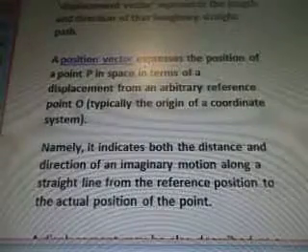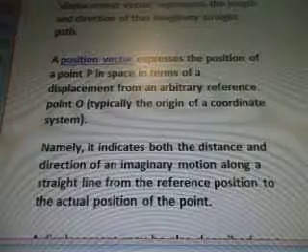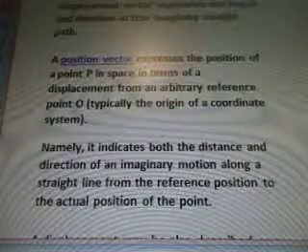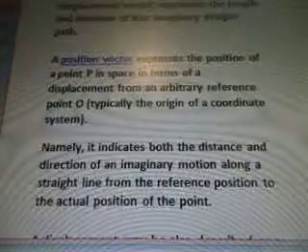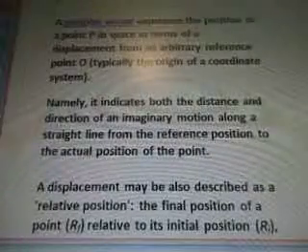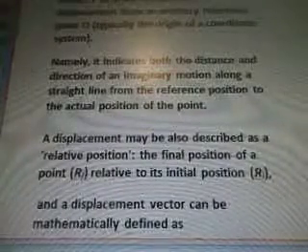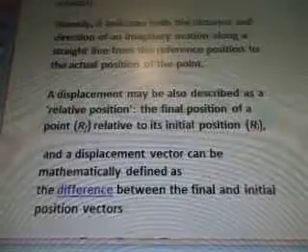A position vector expresses the position of a point P in space in terms of a displacement from an arbitrary reference point O, typically the origin of a coordinate system. Namely, it indicates both the distance and direction of an imaginary motion along a straight line from the reference position to the actual position of the point.